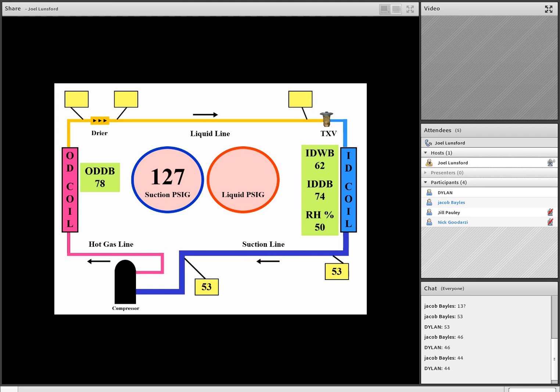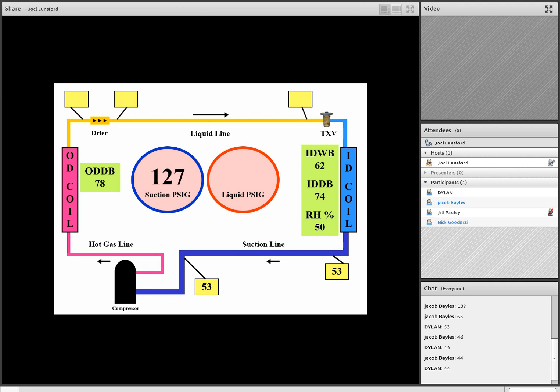I don't have a chart in front of me. I'm letting you guys do this. I've got a superheat chart, but I don't have a PT chart, and I kind of deliberately did that to make everybody answer the question. So about 44, does that sound right? Does that sound right to everybody? Yeah, he's right. Okay. And we see the temperature of the suction line leaving the evaporator coil is about 53.